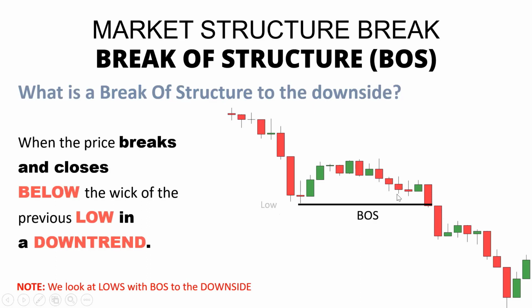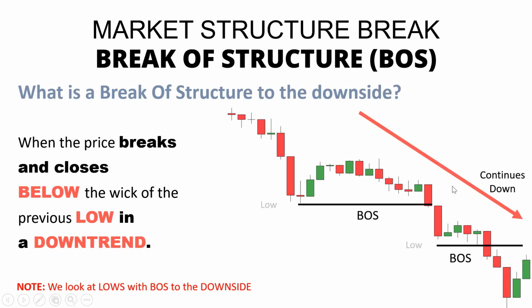Why is it a break of structure? Because it's continuing in the direction of the trend. So the break of structure to the downside is continuing. It then forms another low, which you draw a line. So in this case, I didn't draw this low. You would, once it forms this candle, you would draw that low. You would wait for the market to break, and then it closes below the low, continuing down. So we have another break of structure to the downside. Clearly, the market is in a downtrend, and there are break of structures to the downside.